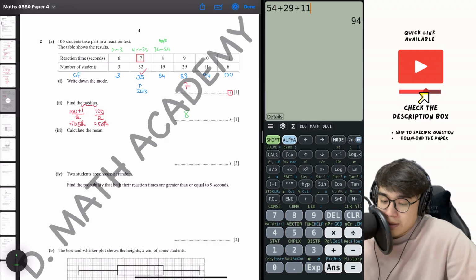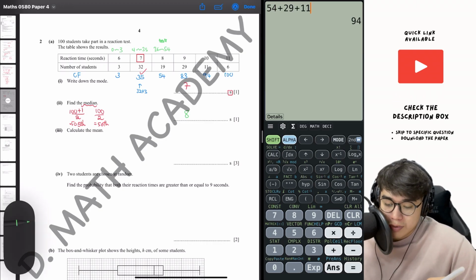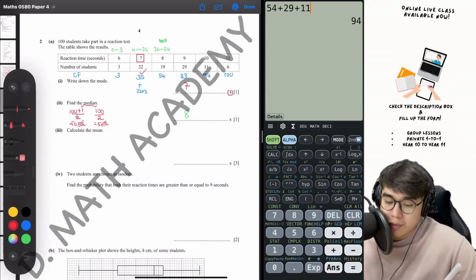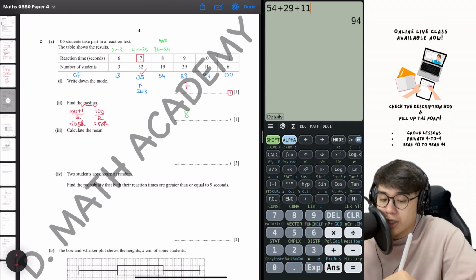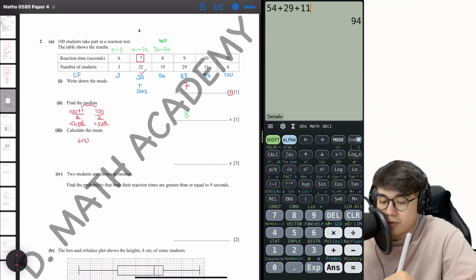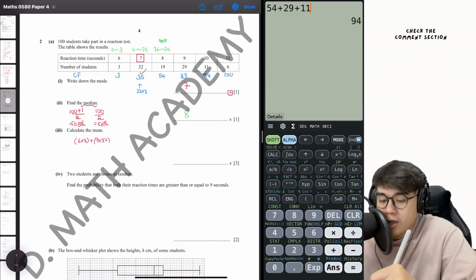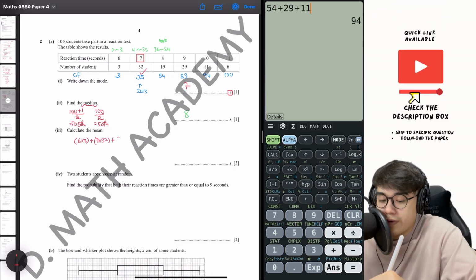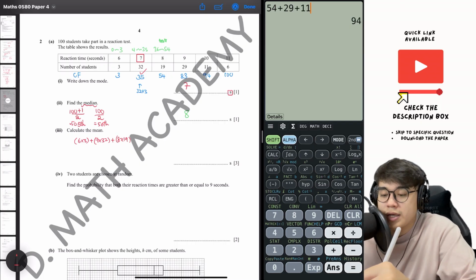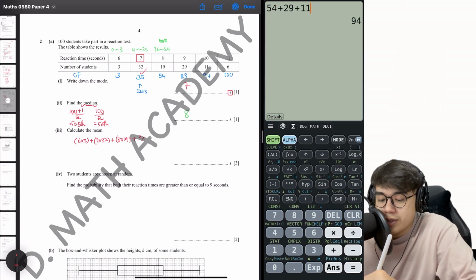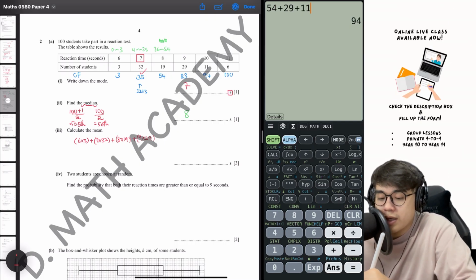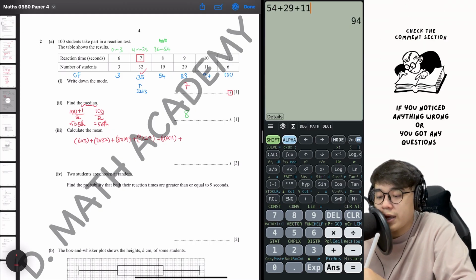Moving on to the mean calculation. This one is a bit troublesome because you will have to multiply every single group together. So you have 6 times 3 as the first group, 7 times 32 as the second one. Then you have to continue with 8 times 19, 9 times 29, 10 times 11, and then 11 times 6.